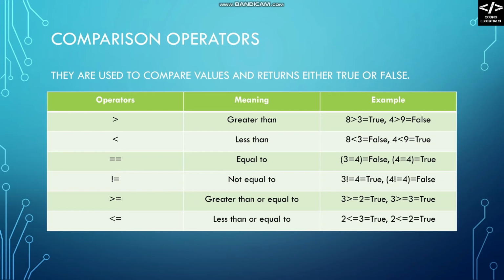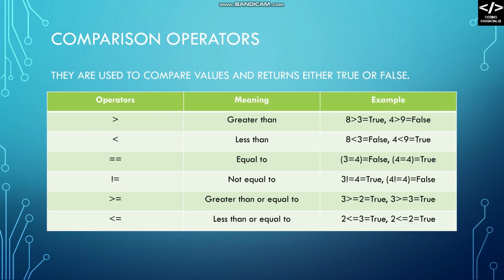Okay, not equal to. 3 not equal to 4 will give you true. For not equal to, we use an exclamation mark before the equal to operator. Then comes greater than or equal to. First use the sign of greater than and then use the sign of equal. So 3 greater than or equal to 2 is true, and 3 greater than or equal to 3 is true.